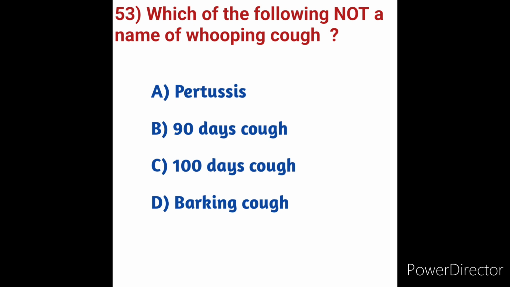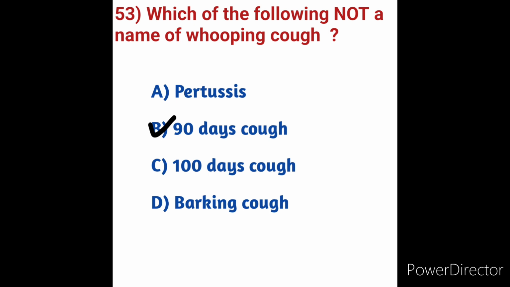In general, those who suffer from the 100 days cough experience severe hacking cough and a high pitched intake of breath. This will be present in this patient. So here, which of the following is not a name for the whooping cough? 90 days cough is not a name for the whooping cough. The whooping cough is also called pertussis, 100 days cough and barking cough. So here option B is the exception.